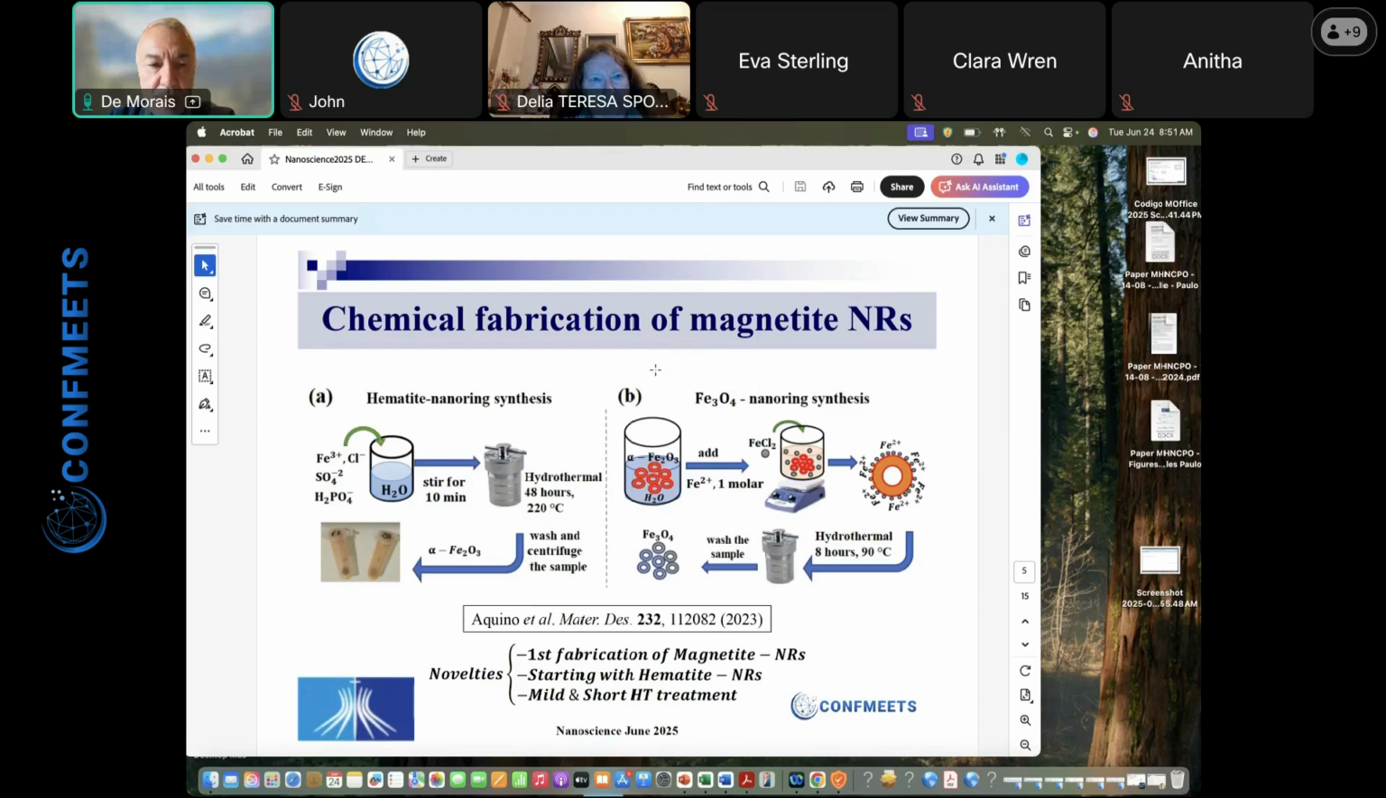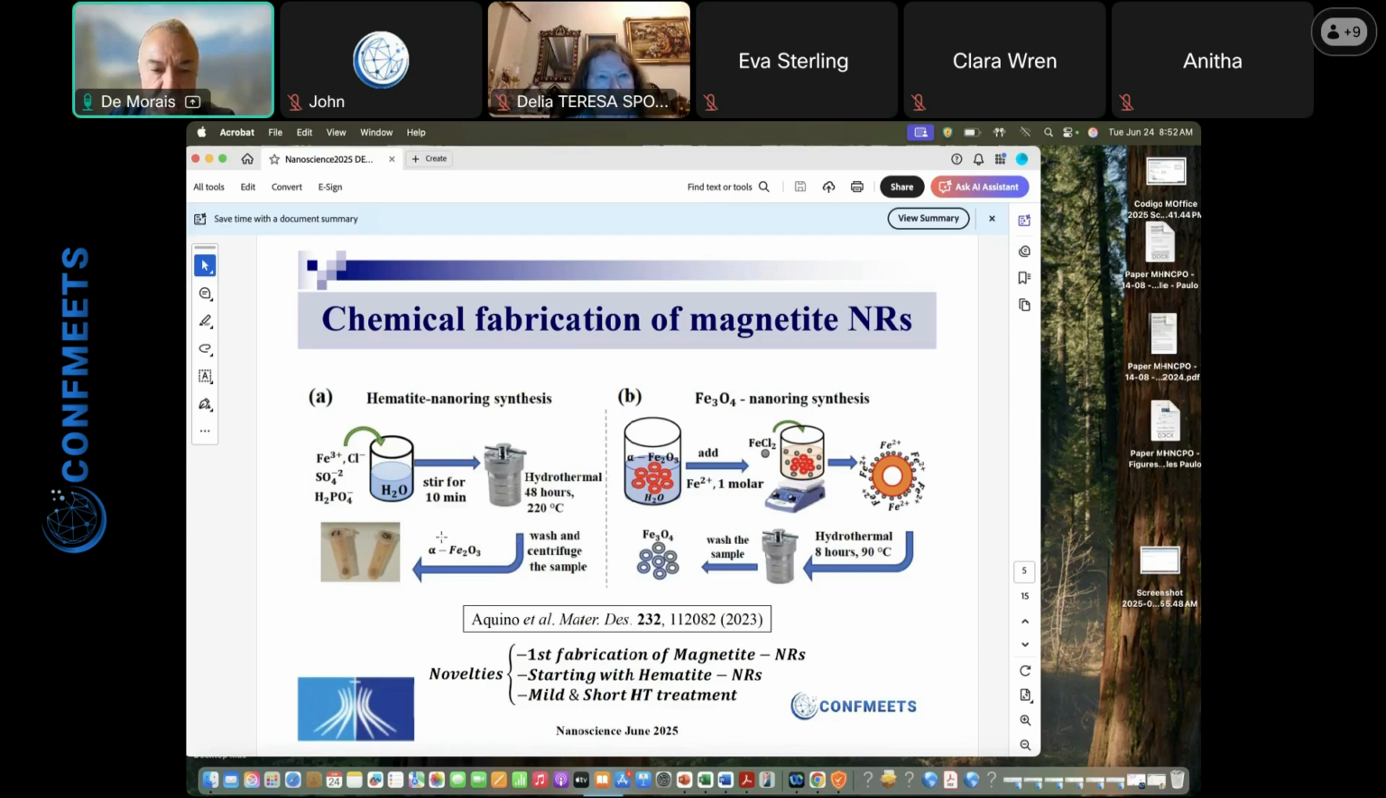So shortly, what was the route of fabrication of the magnetite nanorings we took? So the first step is to prepare the hematite nanorings. Actually, the hematite nanorings are described in the literature. So we start with an aqueous solution of iron 3, and actually it is a low pH aqueous solution. So we stir for a few minutes and then perform the hydrothermal treatment, a long hydrothermal treatment, 48 hours, at 220 degrees centigrade. And after 48 hours, you can open up the system and you will find the hematite nanorings.